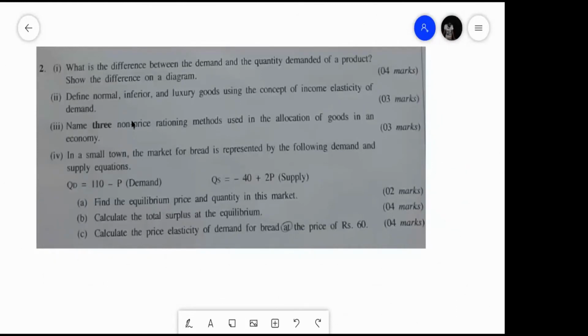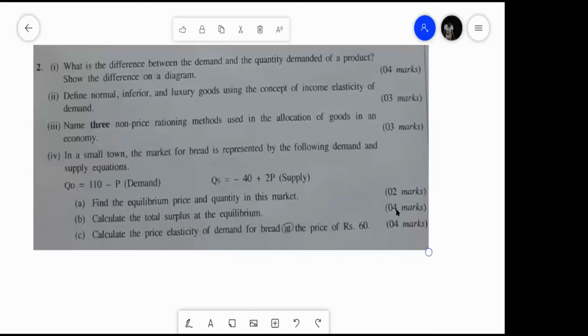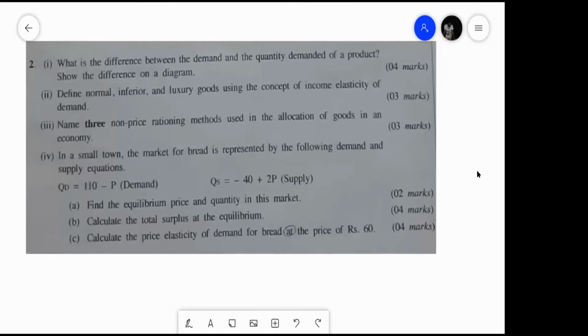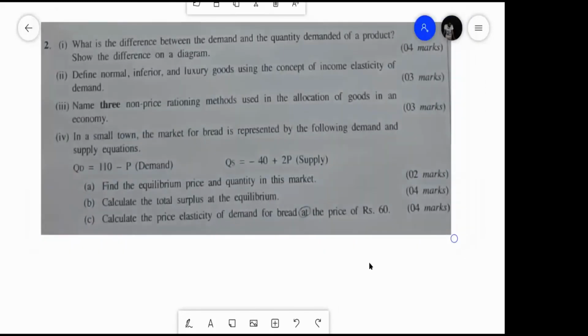They're not asking for change in demand and change in quantity demand here. They're asking you what is the difference between demand and quantity demanded. They're not asking you what is the difference between change in demand and change in quantity demanded. You say change in quantity demand is when the price of the good changes. Change in demand, you say when other factors are changing. That is what everyone has gone and written. No, not change in demand and quantity demand. Anyone? What do you write here?